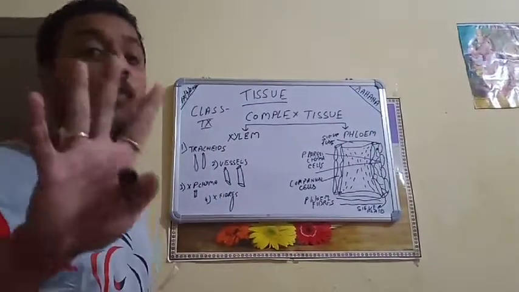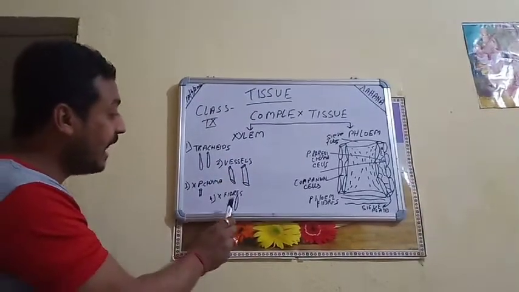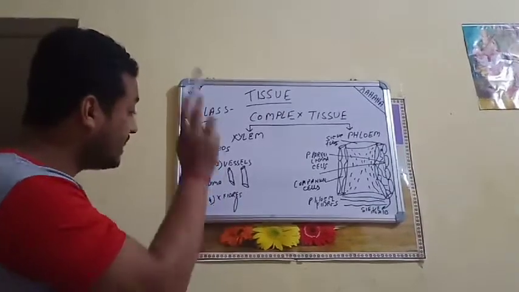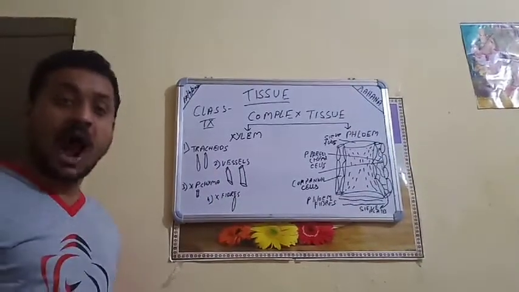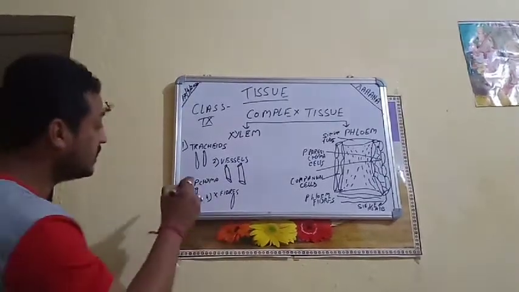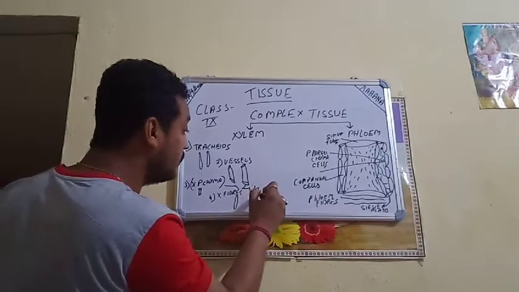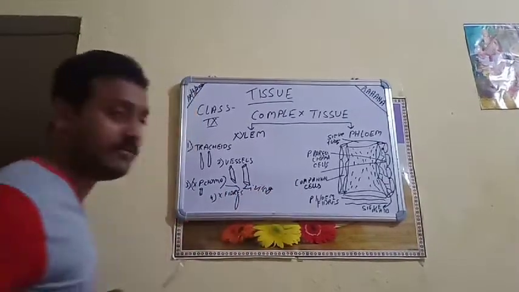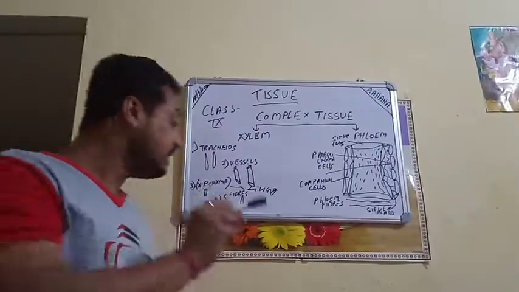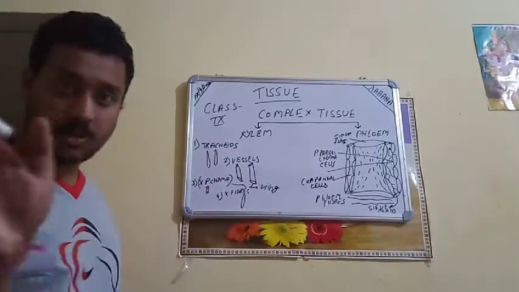Xylem has four parts: tracheids, vessels, xylem parenchyma, and xylem fibers. Out of these, only xylem parenchyma, the third point, is living. Rest, that is tracheids, vessels, and fibers, are non-living.